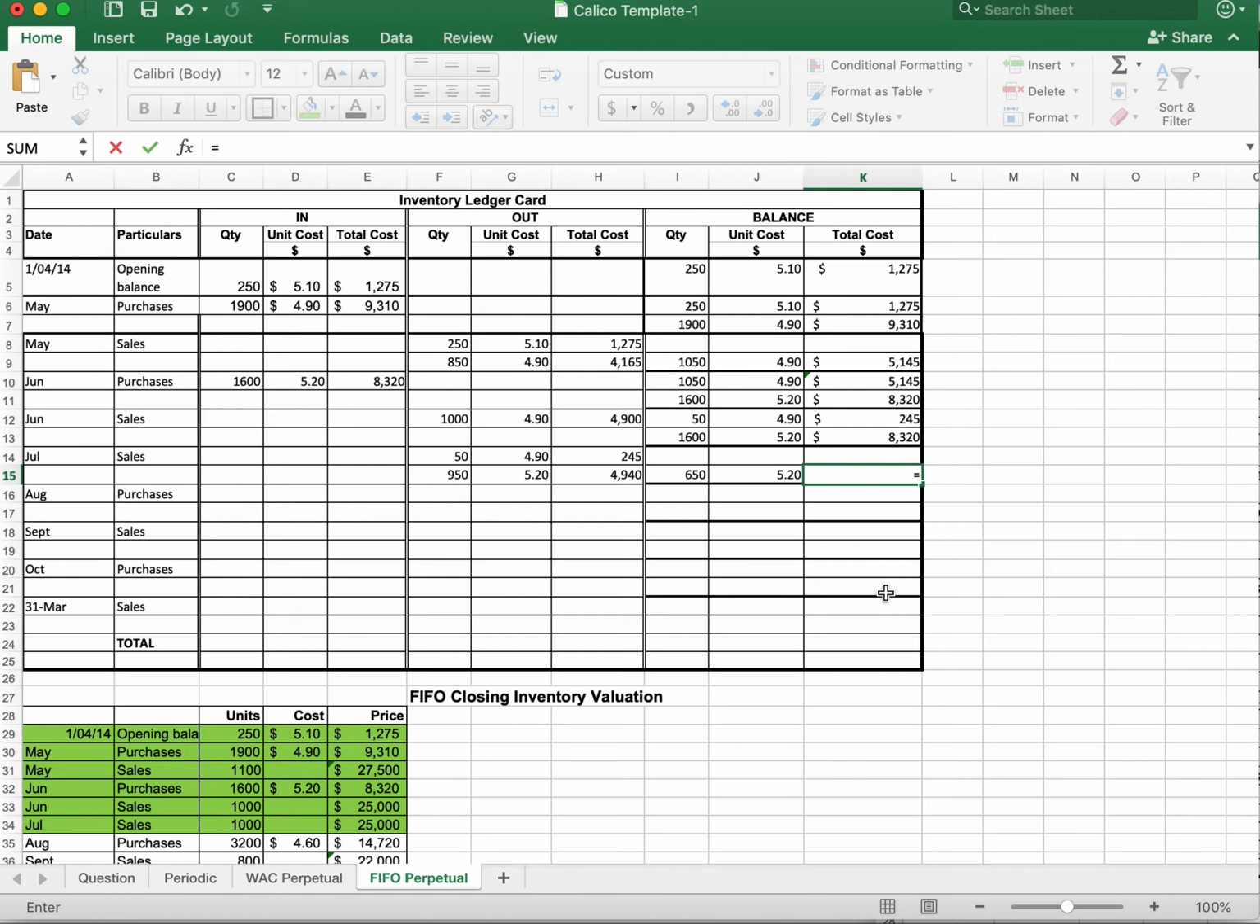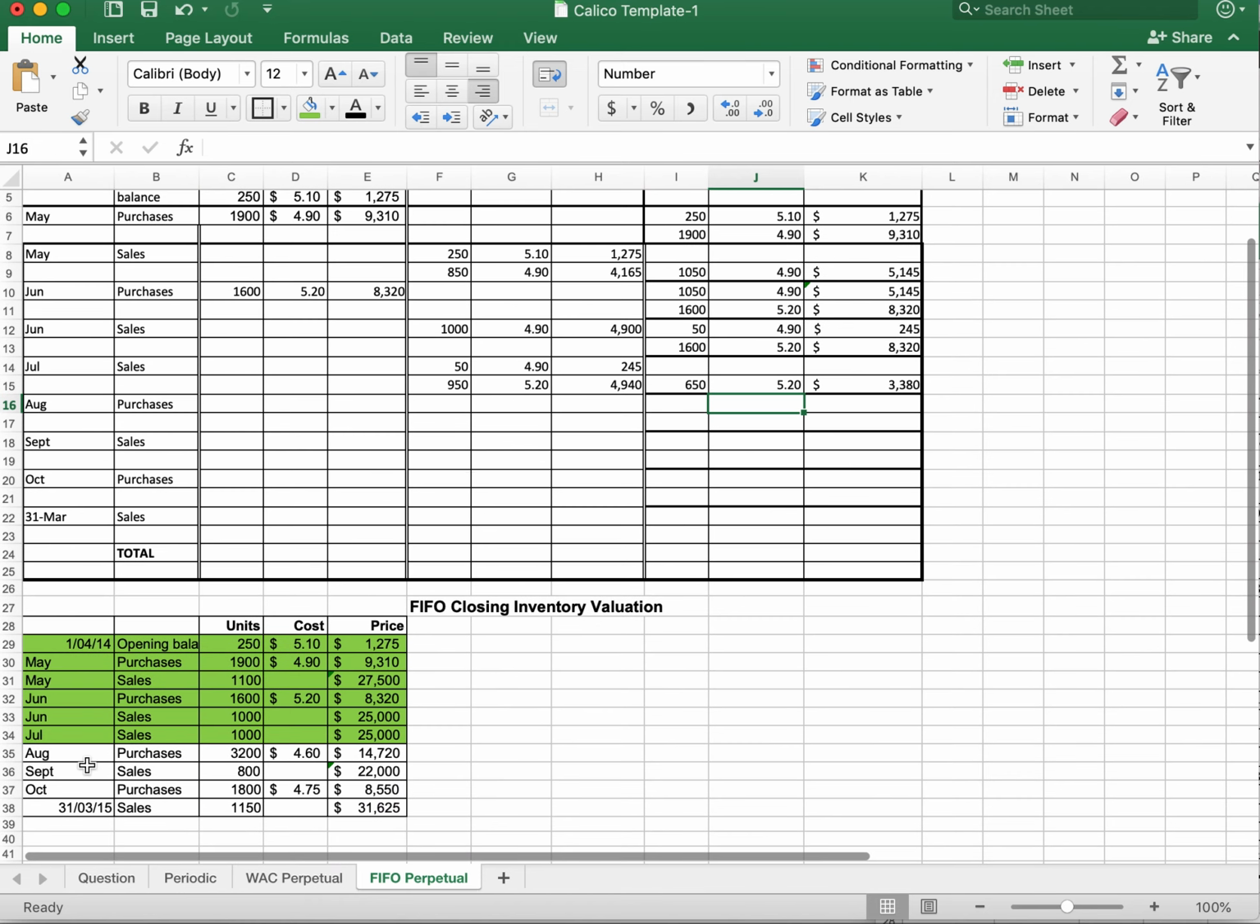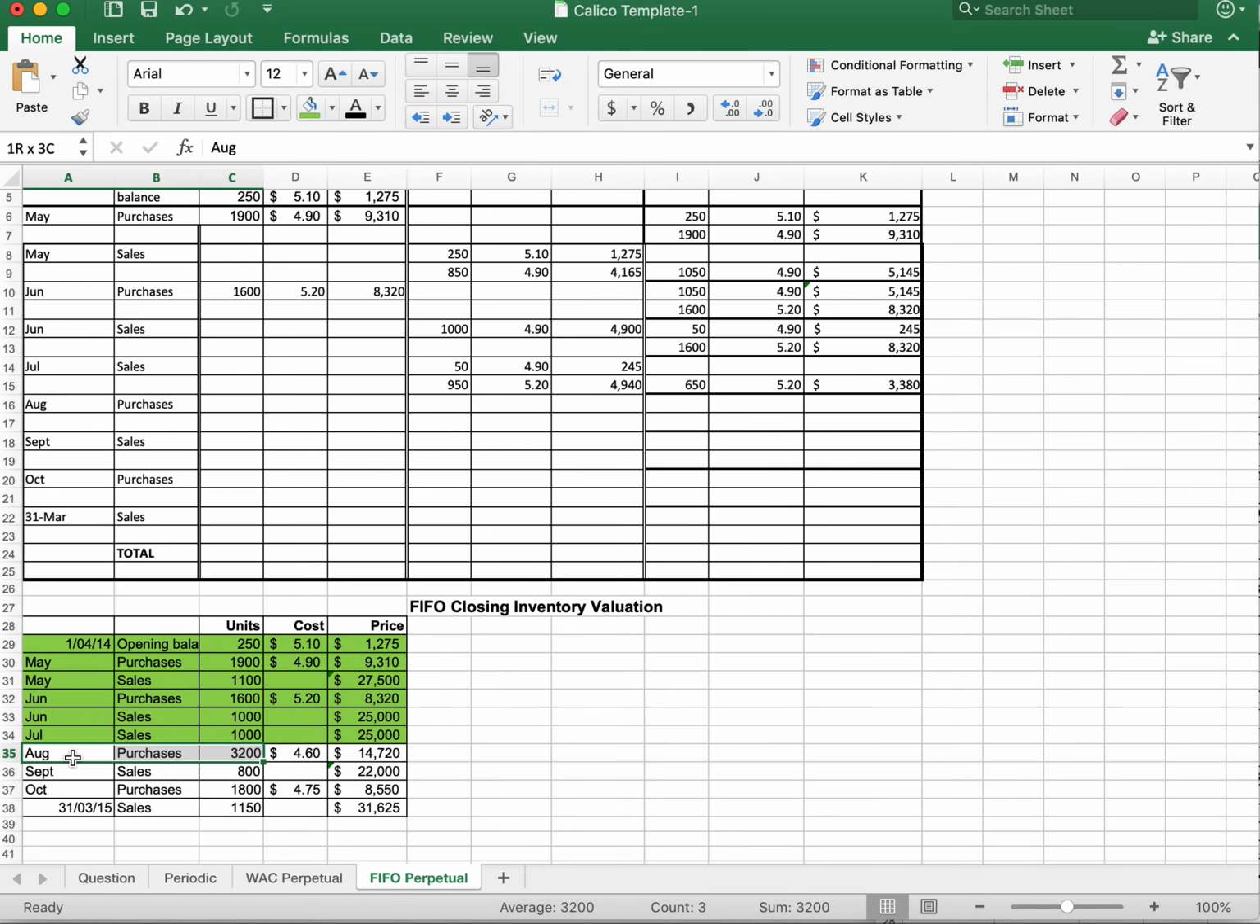So really, that's the value of our stock on hand. All right. Purchases in August of 3,200 at a great big drop in price, so that should be good to reduce our cost of goods sold. All right, so that's what we paid for those ones.